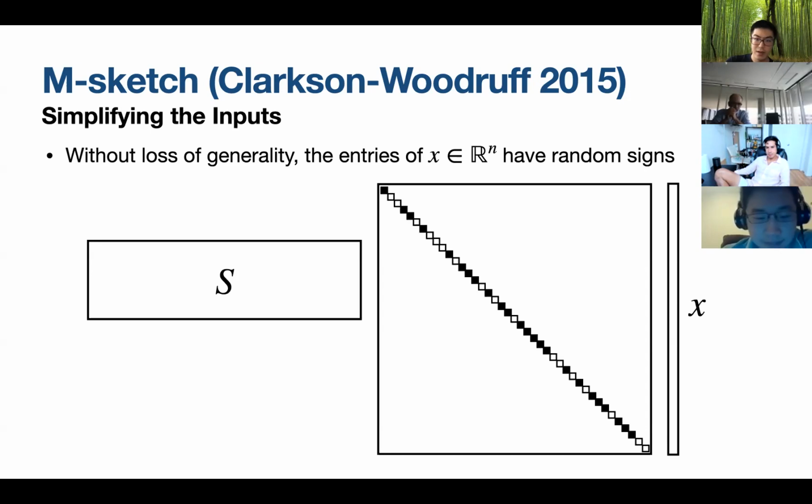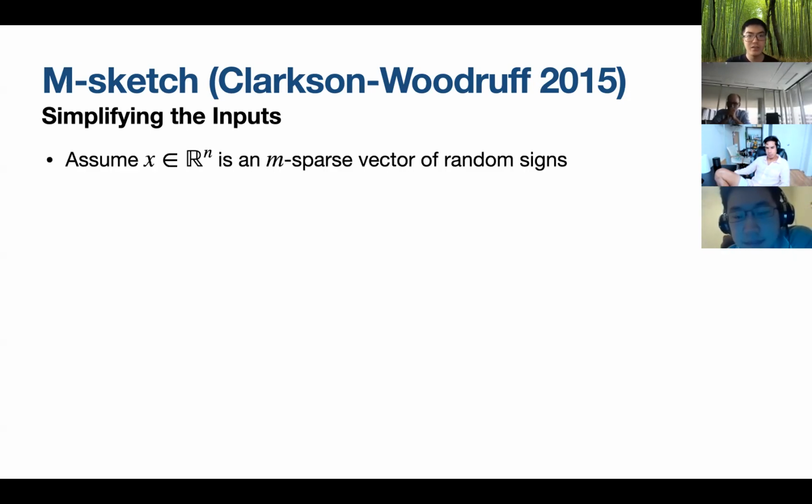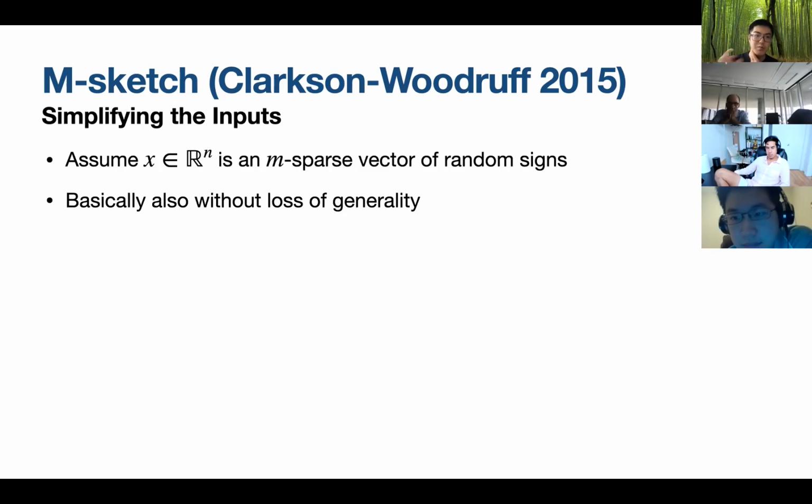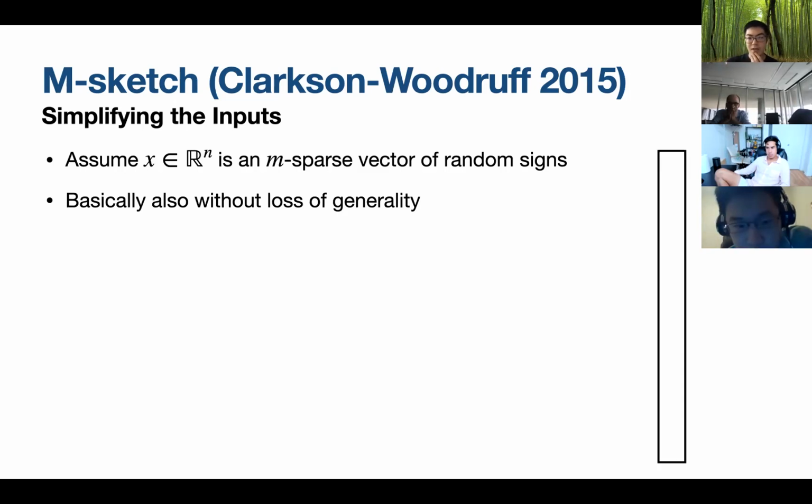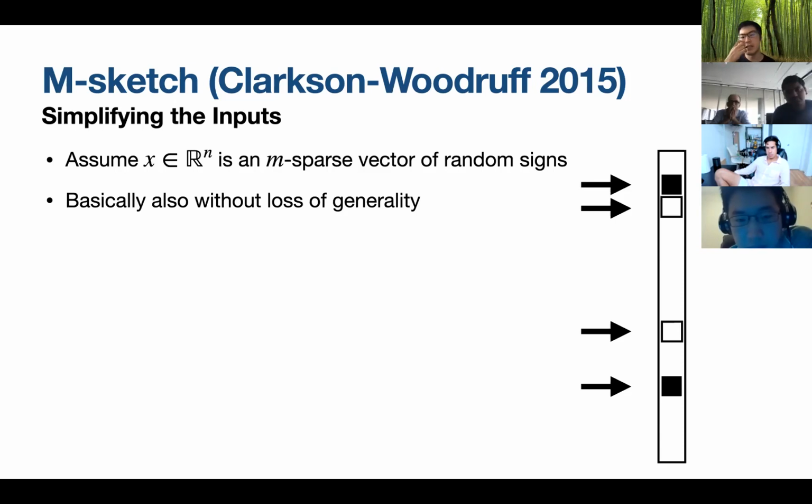Okay. So that's one simplifying step. And the other simplifying step is that I just want to assume that X is M sparse with random signs on its support. And this is also basically without loss of generality, but it requires a simple proof, and I don't want to get into that for now. So what I mean by this is for my vector X, I want to choose a random set of M coordinates. And then I just want to assume that this X just has plus or minus ones on these random M coordinates that I choose.